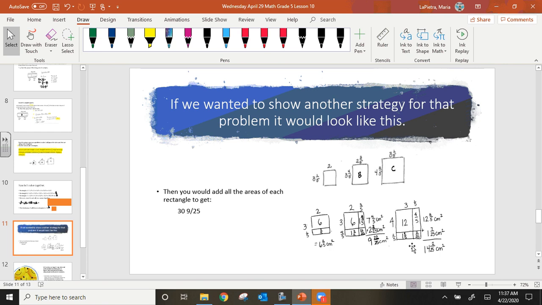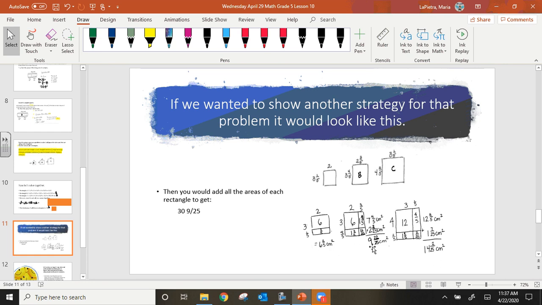And C, same thing. 4 times 3 is 12. 2/5 times 3 is 1 and 1/5. 4 times 1/5 is 4/5. And 2/5 times 1/5 is 2 over 25. And then when you added them together, you got 14 and 2/25.